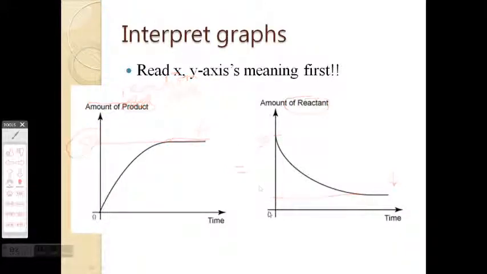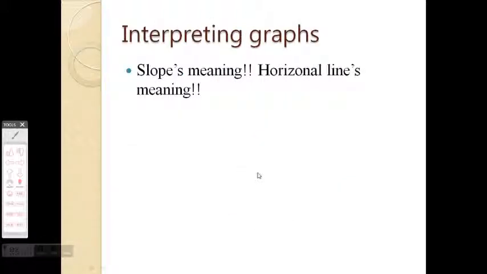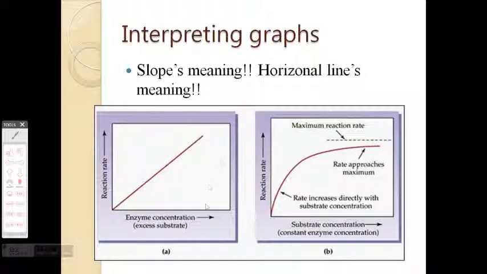Okay, and the slope has its meaning too. Horizontal line's meaning, I've just talked about it. Usually slope means the rate of change. If this is just a straight line, it means the slope is unchanged. This means directly proportional. When the enzyme concentration increases, the reaction rate increases, and they increase steadily. So this is the slope's meaning.